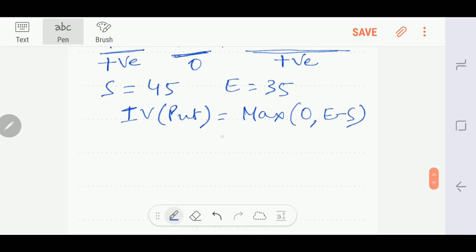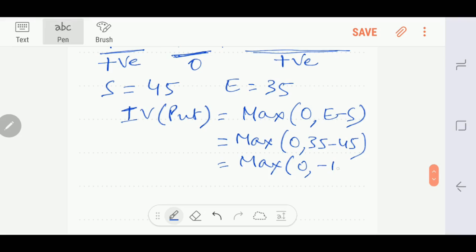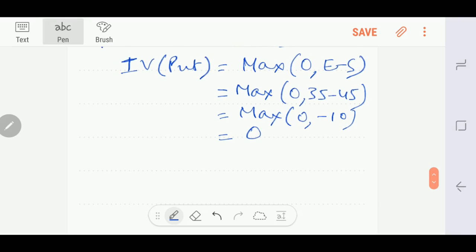So if we just put in the numbers, what do we see? Maximum of 0 or 35 minus 45. So that will give us a maximum of 0 or minus 10. Clearly, out of 0 and minus 10, 0 is the bigger number, so the intrinsic value is 0. But you will remember that we had gone on to manipulate the put-call parity to compute the put price, and the put was selling in the market for 6 cents. So what do you attribute this 6 cents to? This 6 cents is nothing but the time value, because the intrinsic value is 0 anyway.